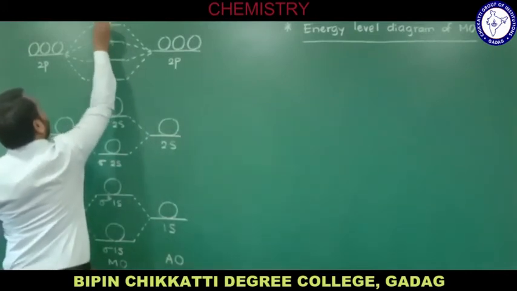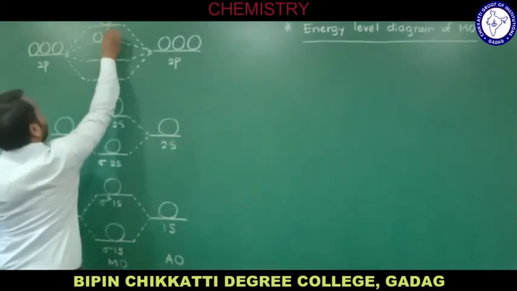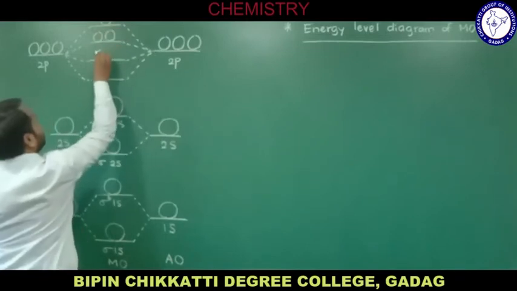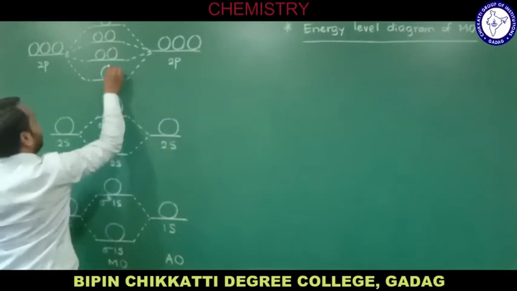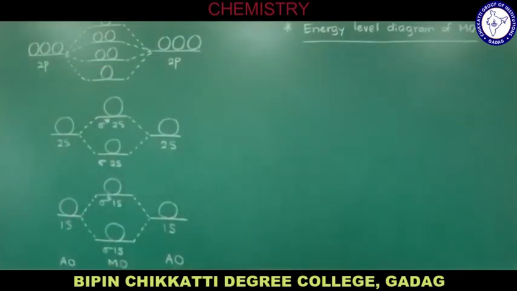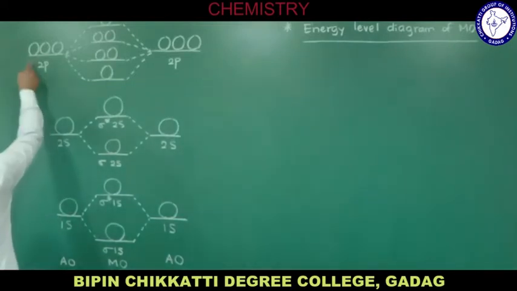This is the 1 molecular orbital, and here we get 2 molecular orbitals, and in this energy level 2 molecular orbitals, and in this energy level 1 molecular orbital we are going to get. We'll try to name these. As we know, one is x, one is y and one is z here.